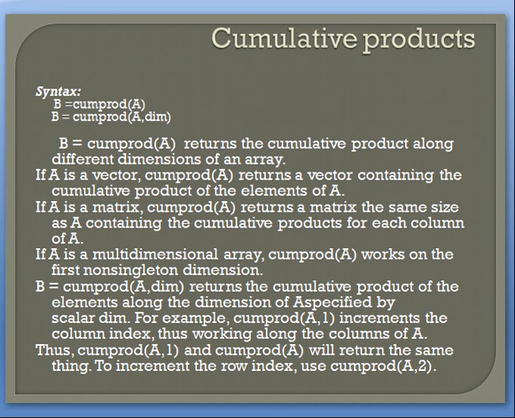Now the second line, that is b equal to cumulative product of a comma m, returns the cumulative product of elements along the dimension of a specified by scalar dimension. For example, cumulative product of a comma 1 increments the column index, thus working along the columns of a. Thus, cumulative product of a comma 1 and cumulative product of a will return the same thing. Now to increment the row index, use cumulative product of a comma 2.